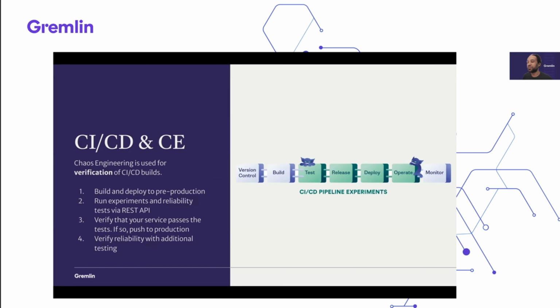And the primary way that we do that with reliability testing is using Gremlin's REST API. And you can use our API to kick off experiments, check the experiment status, and more importantly, check whether your service passed or failed. So we'll see a bit of that later during the demo.